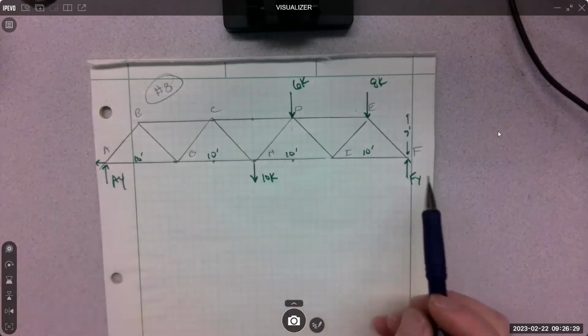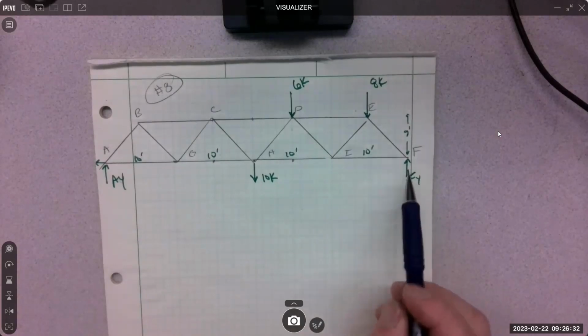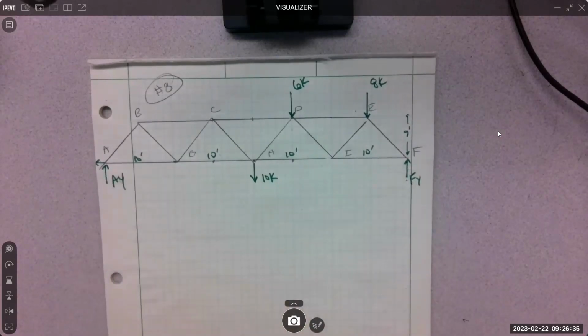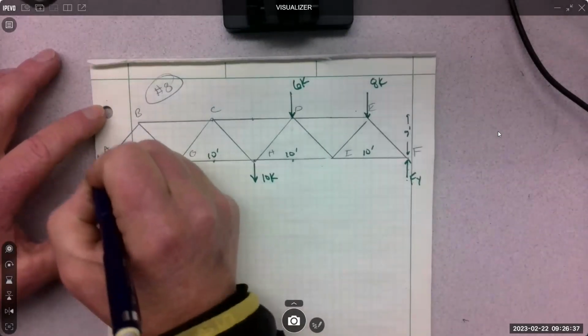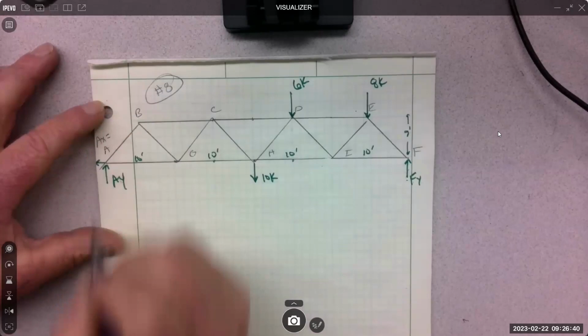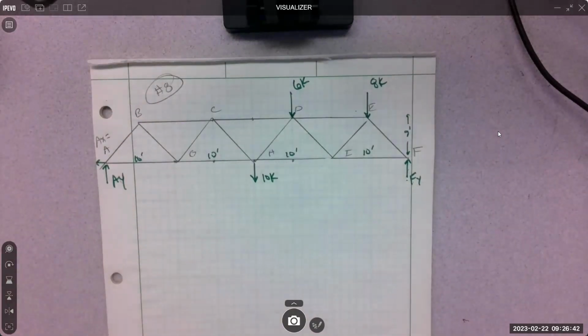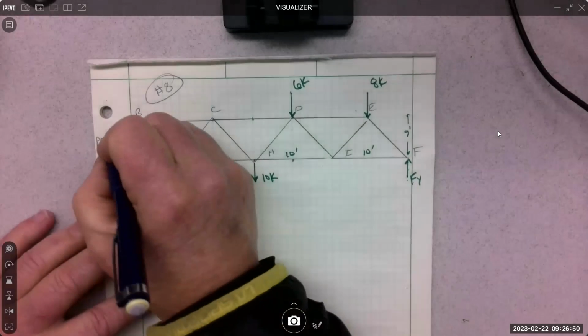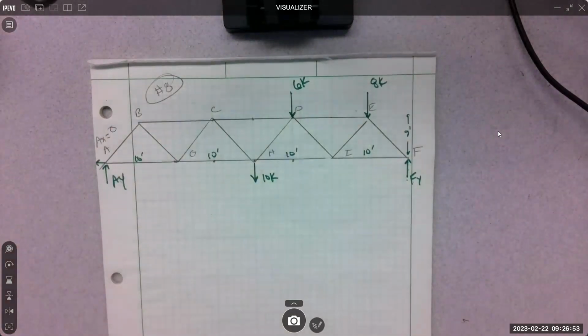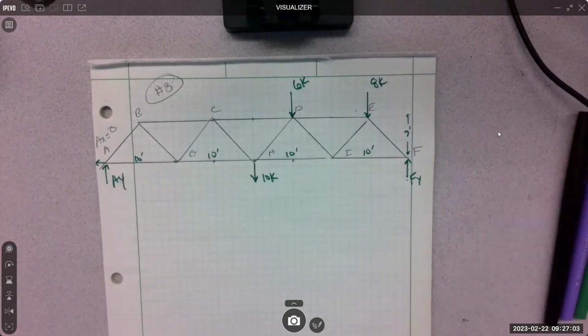Now we need AY and FY, the reactions, and AX. Anyone see what AX is equal to? Are there any external X loads? Nope. AX is equal to 0. So at this point, the truss is connected. It's all together. I don't look at the inside guts at all yet. When I'm finding those reactions, I just use the external forces.